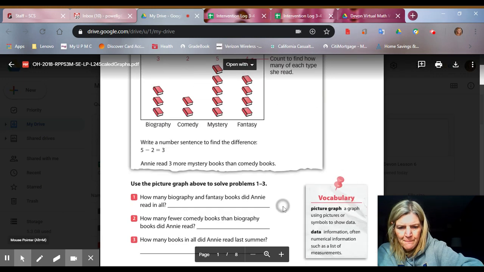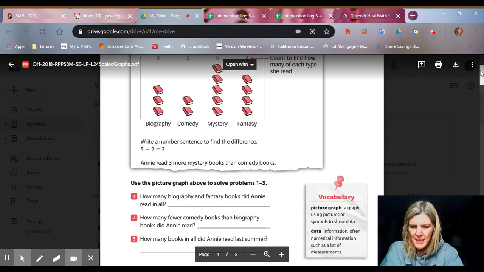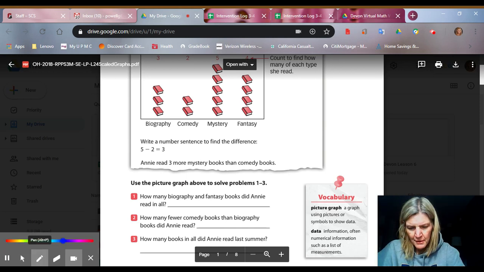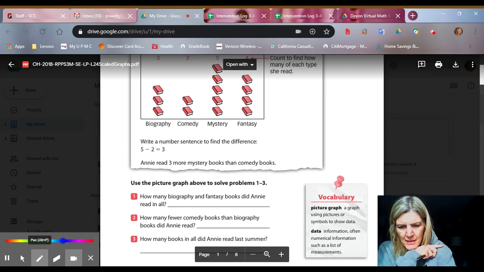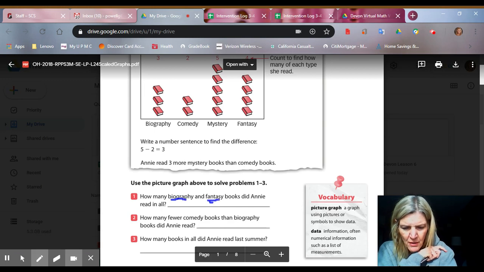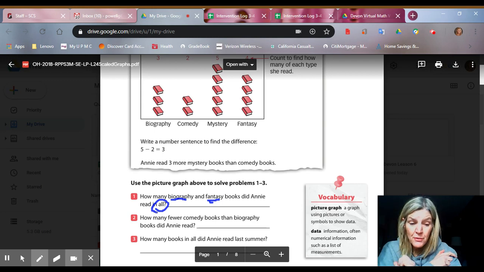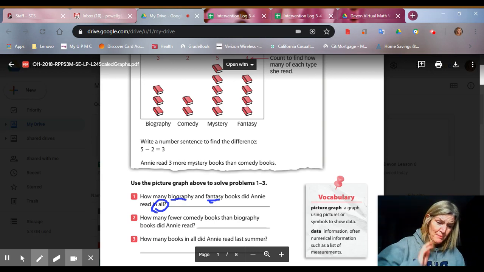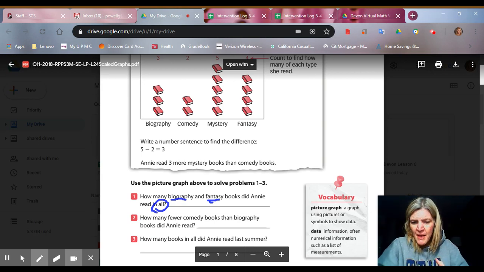For number 1. How many biography and fantasy books did Annie read in all? Pay attention to the question. They're asking you for 2 different types of books, biographies and fantasies, and they want to know how many she read in all. So in all is a big clue word for you to do what? Add or subtract, multiply or divide? Well, by now, I'm sure you know it means to add.